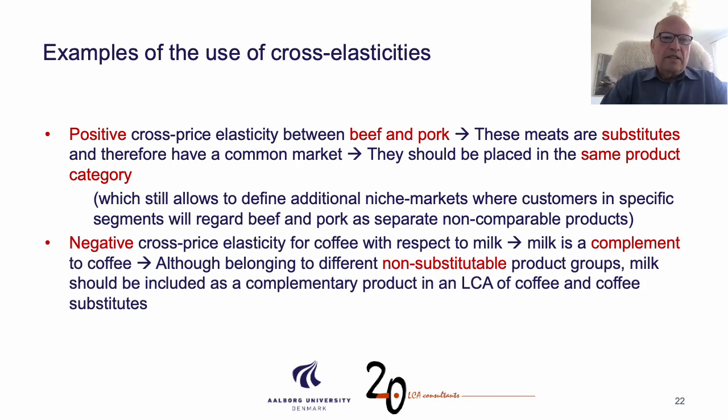A negative cross-price elasticity example we have with coffee with respect to milk. Here we see the negative cross-price elasticity, which means that the milk is a complement to coffee. Even though coffee and milk obviously belong to different non-substitutable product groups, milk should be included as a complementary product in an LCI of coffee and coffee substitutes.